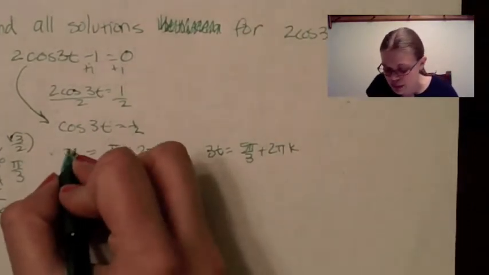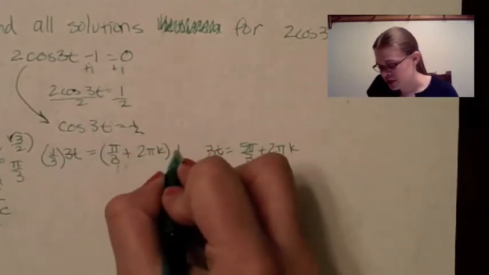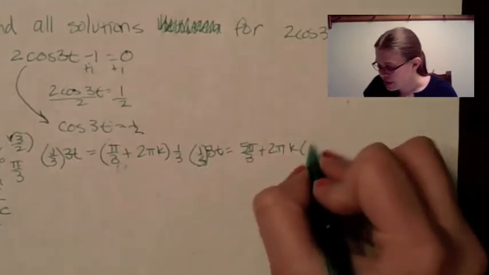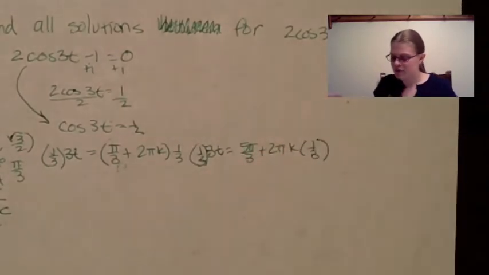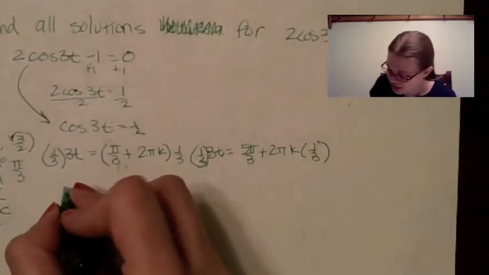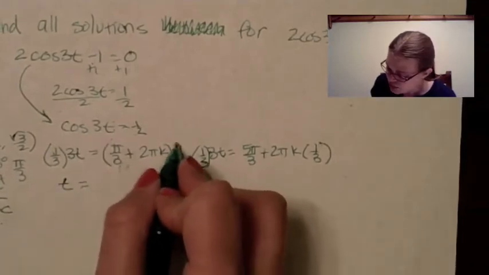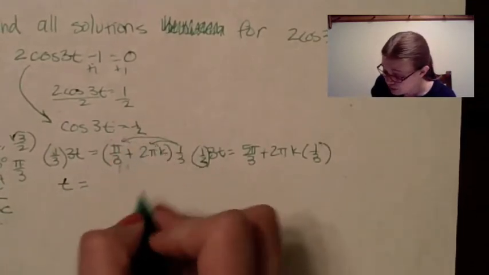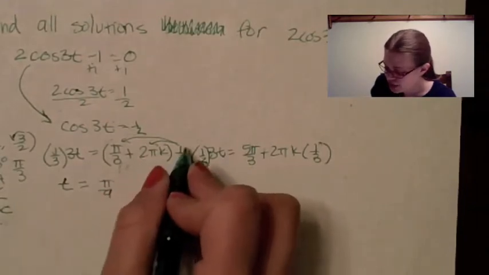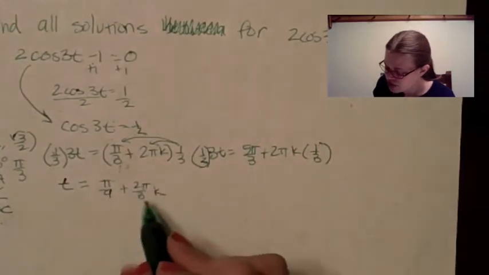So to get rid of multiplying by 3, I have to divide by 3. However, since I have a fraction on the right side, I'm going to think of it as multiplying by 1/3 instead. If you want to do divide by 3 and then flip and multiply, that's totally fine as well. So here this goes to t. So the 1/3 is going to distribute to both of these. So I have 1/3 times pi thirds is pi ninths, and 2 pi k times 1/3 is 2 pi thirds k. I'm going to choose to write it like this.